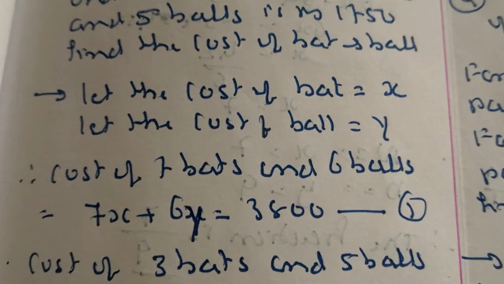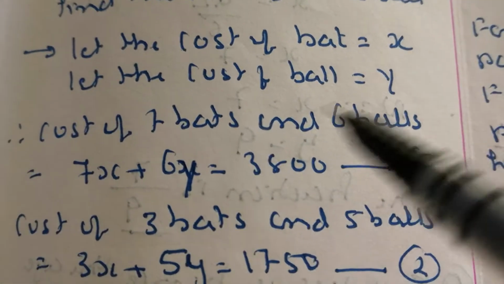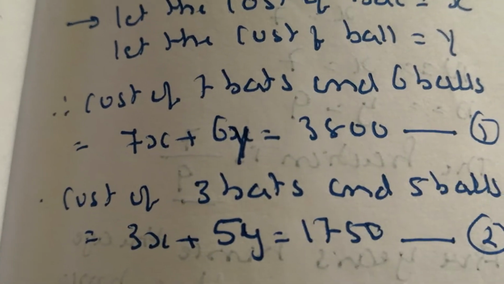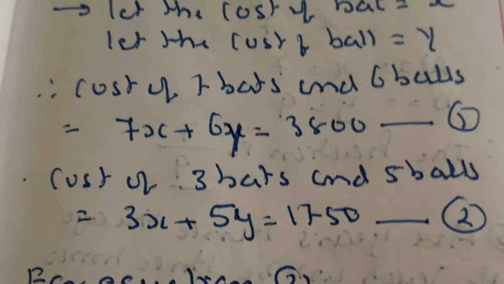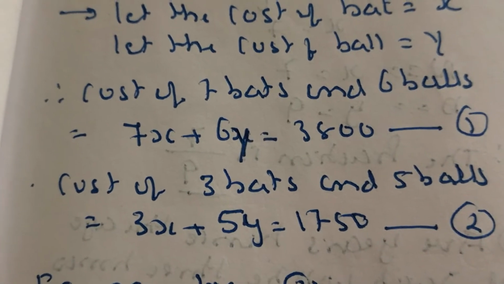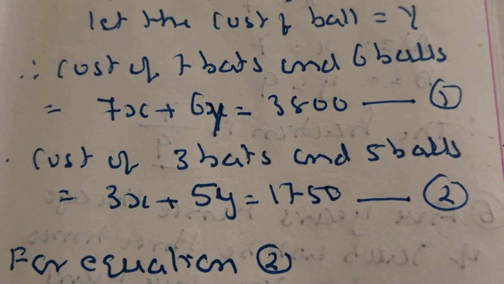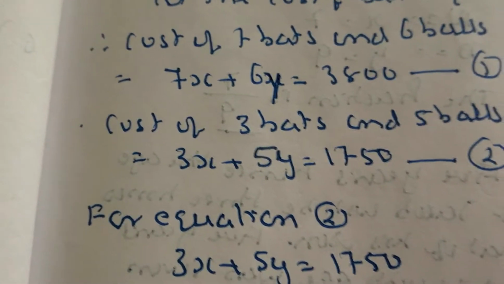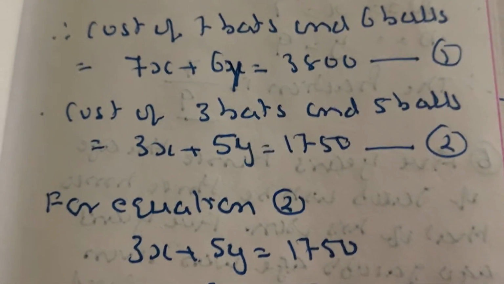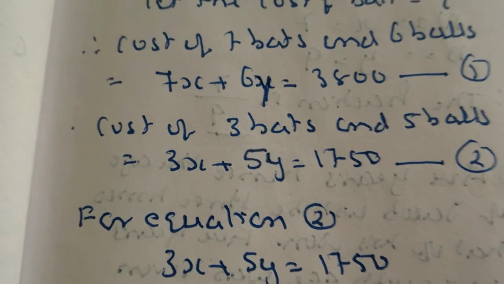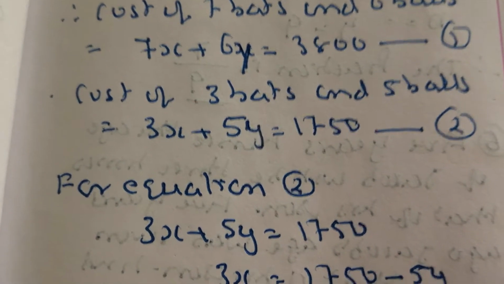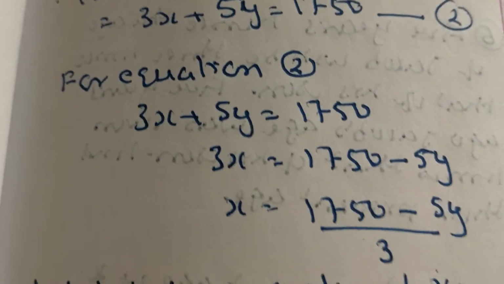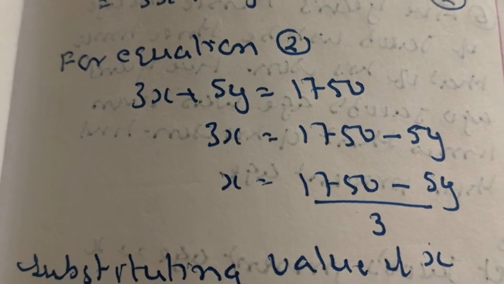Well, let the cost of bat be x and let the cost of ball be y. So the cost of 7 bats and 6 balls, that is 7x plus 6y is equal to 3800. That is your equation number 1. In the same way, you have to find out the cost of 3 bats and 5 balls. So the equation will be 3x plus 5y is equal to 1750, equation 2.